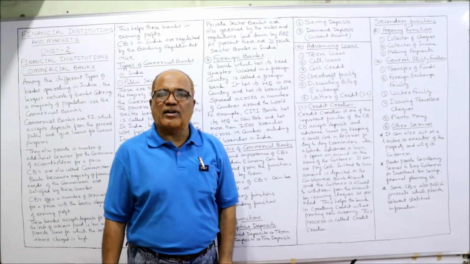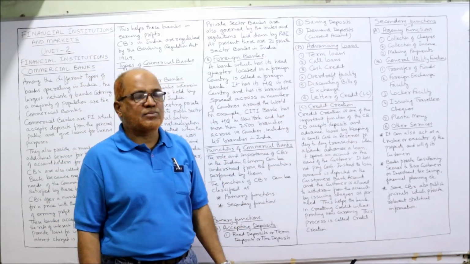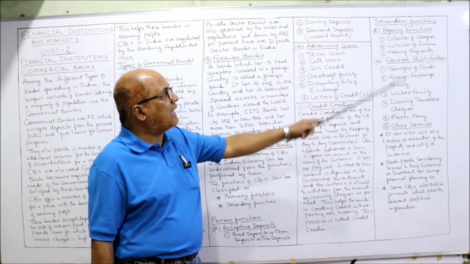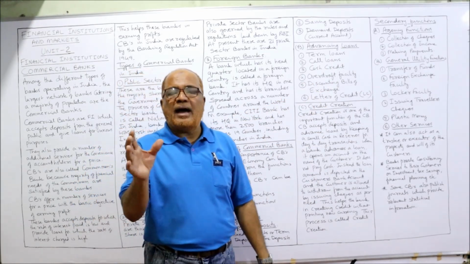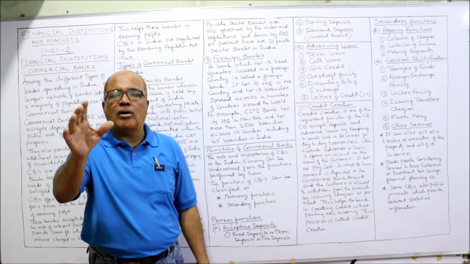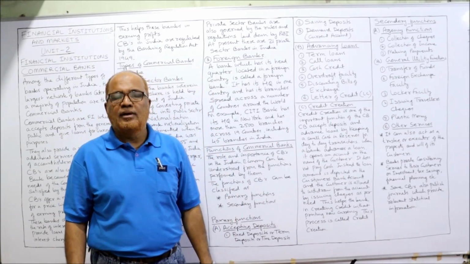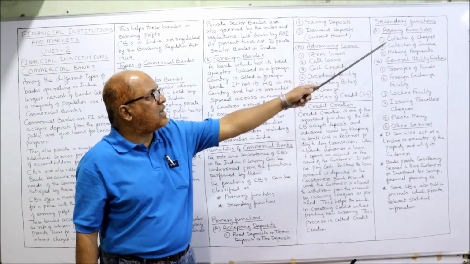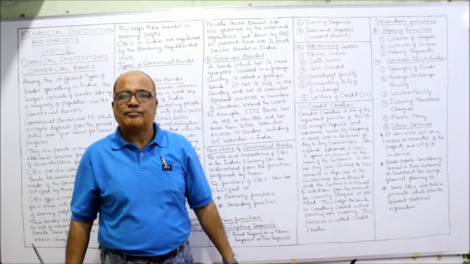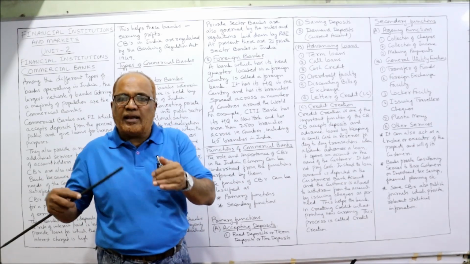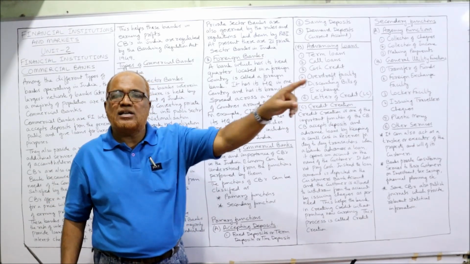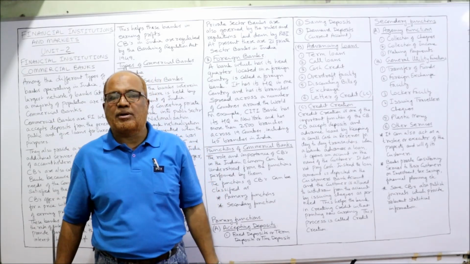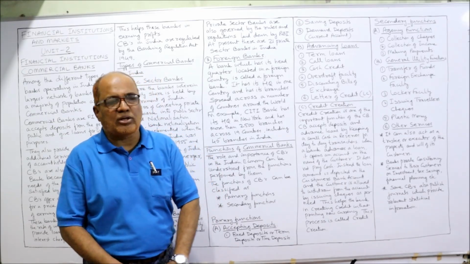Now secondary functions. Now I am coming to the second part, the last one. Secondary functions are different functions like agency functions. The banker will act as an agent on behalf of the customer. That means whatever the functions of the customer are, the banker will perform. Example, collection of checks. The customers have to collect the checks, but this responsibility has been given to the banker. The banker will collect the checks on behalf of the customer. The banker will charge some commission.